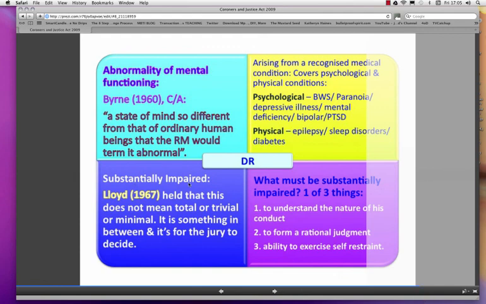And substantially impaired, according to Lloyd in 1967, the Court of Appeal held that this does not mean total or trivial or minimal. It's something in between, and it's for the jury to decide. And Lloyd was confirmed in the 2011 Brown case. And what must be substantially impaired is one of three things: the defendant's ability to understand the nature of his conduct, their ability to form a rational judgment, or their ability to exercise self-restraint. So it's one of three things.